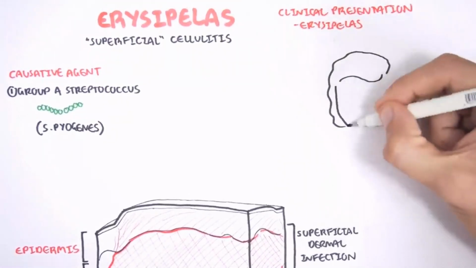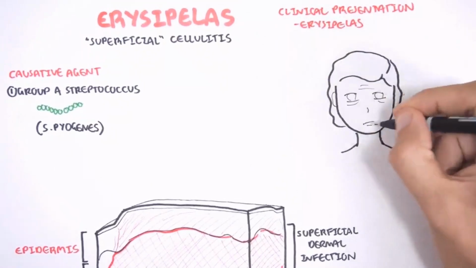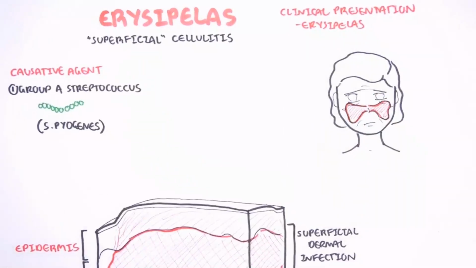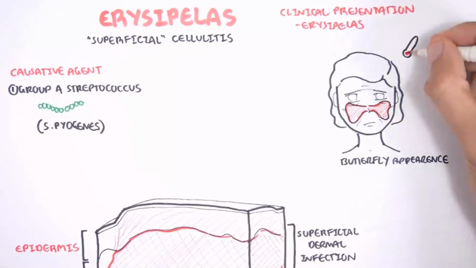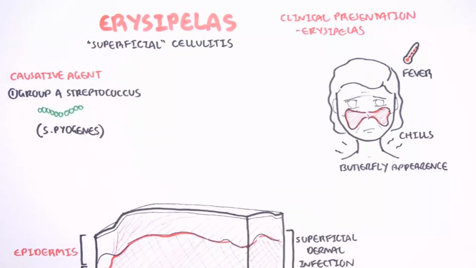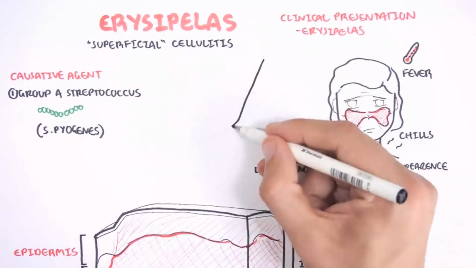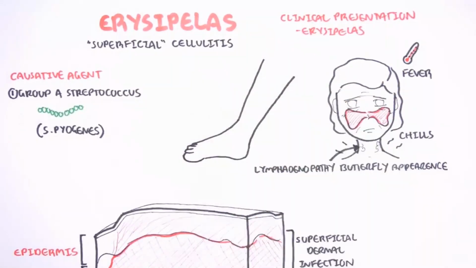The clinical presentation of erysipelas, the classic one, is an example of a patient coming in with a swollen, inflamed, butterfly-appearing rash, which is a good differential for systemic lupus erythematosus. Aside from this, the patient can present with systemic features such as fevers, chills, rigors, as well as lymphatic involvement.